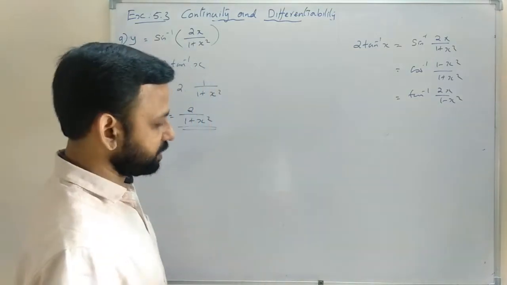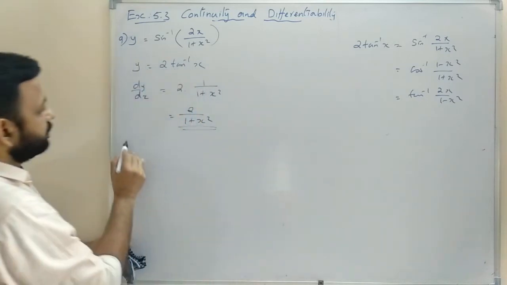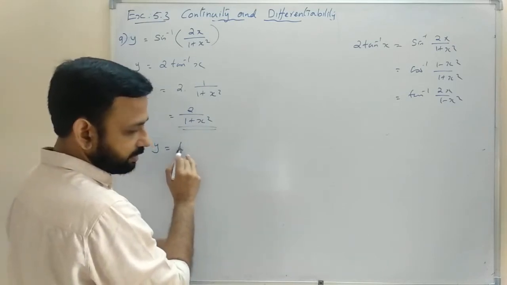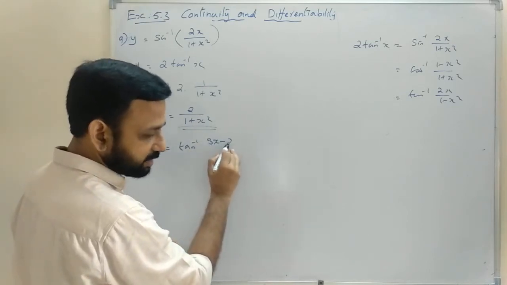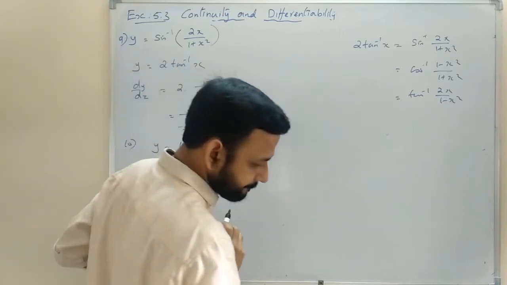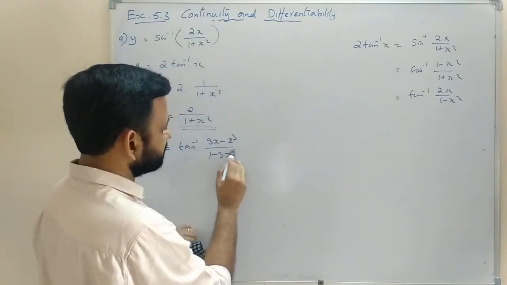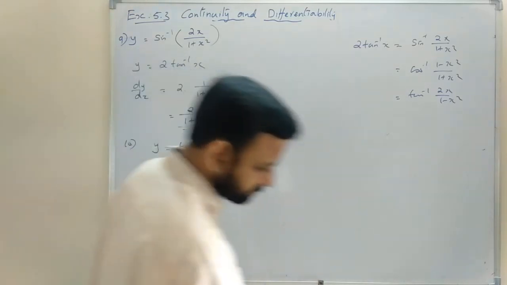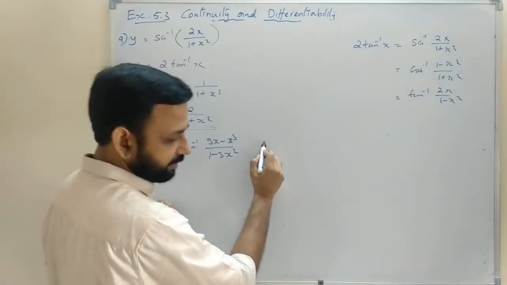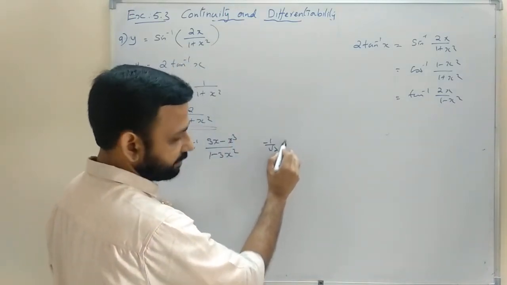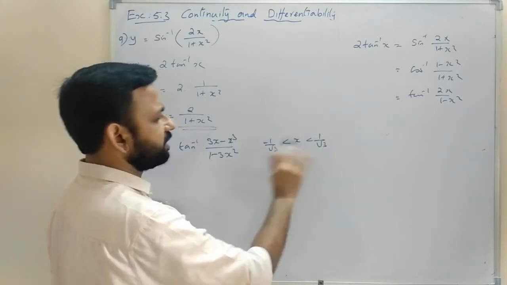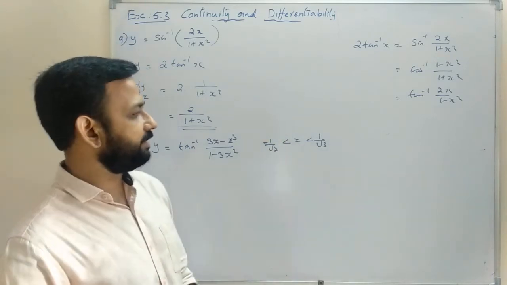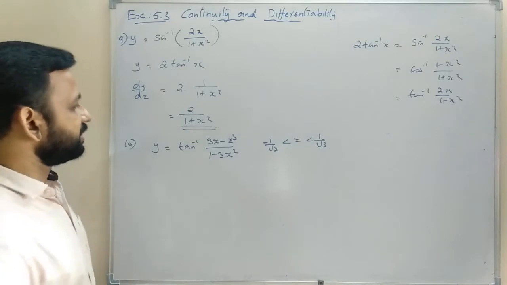Then question number 10. We need to find the derivative of y is equal to tan inverse of 3x minus x cube divided by 1 minus 3x square. Here the interval is given, minus 1 by root 3 less than x less than 1 by root 3. Actually intervals are not important here in 12th standard, so we need not consider that interval.